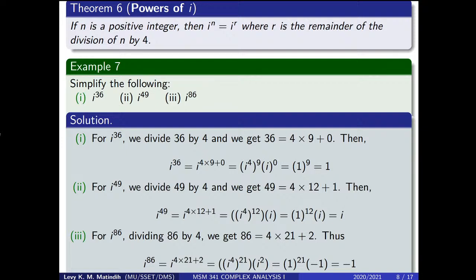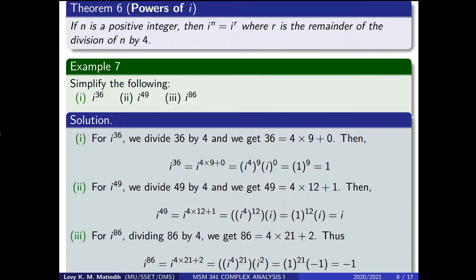Now, for i to the power 36, if we divide 36 by 4, we are going to get 9 remainder 0. So in short, 36 is the same as 4 times 9 plus 0. Our remainder is 0. So i to the power 36 is the same as i to the power 4 times 9 plus 0. This is the same as i to the power 4, everything to the power 9, times i to the power 0. i to the power 4 is 1, so 1 to the power 9, and i to the power 0 is 1. So 1 to the power 9 is 1. So i to the power 36 is equal to 1.